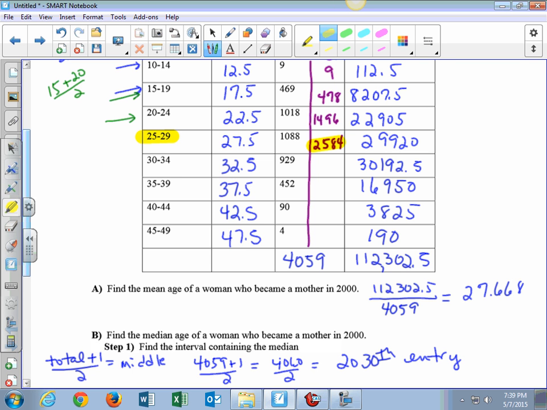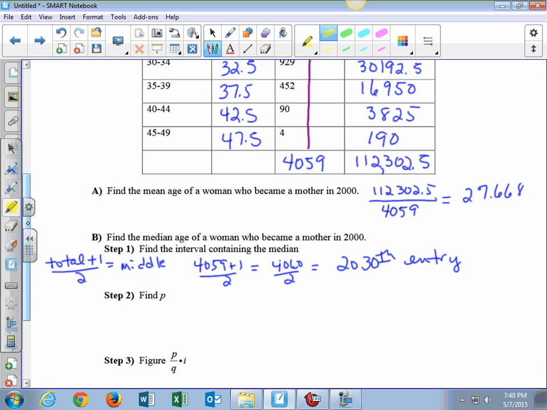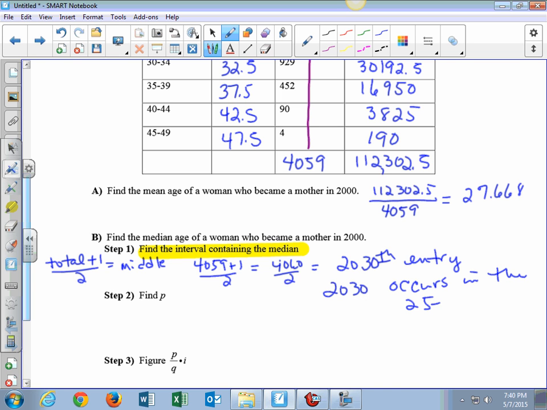Now go back and review that if you need to. Go back and review that step. So I'm going to write that down. Find the interval containing the median. That's what I just did. And that is going to be: 2030 occurs in the 25 to 29 range. Okay.